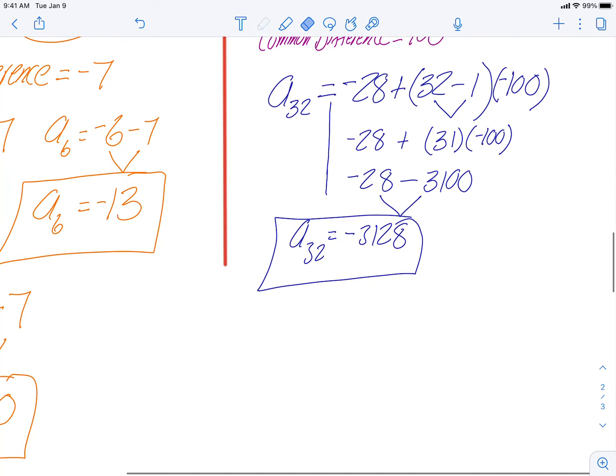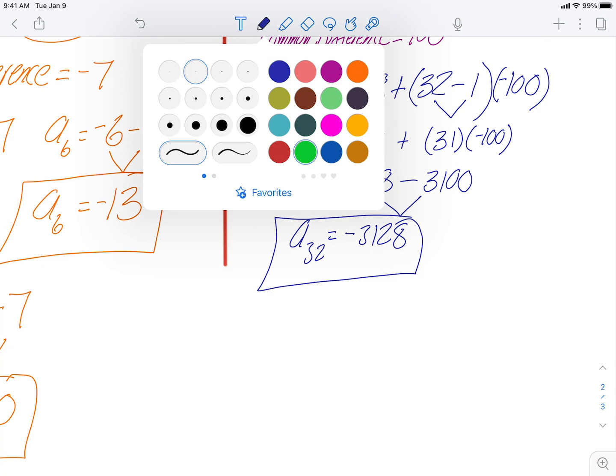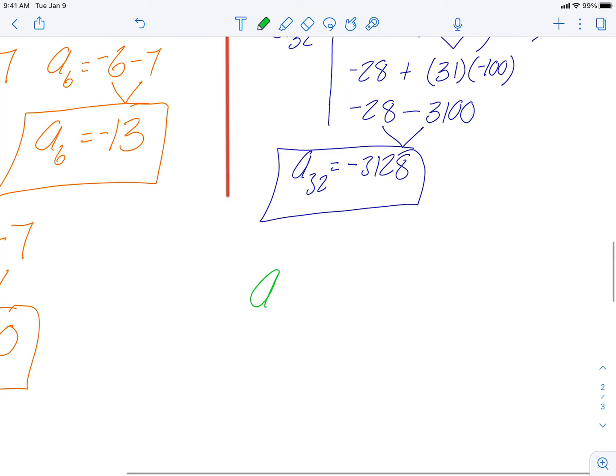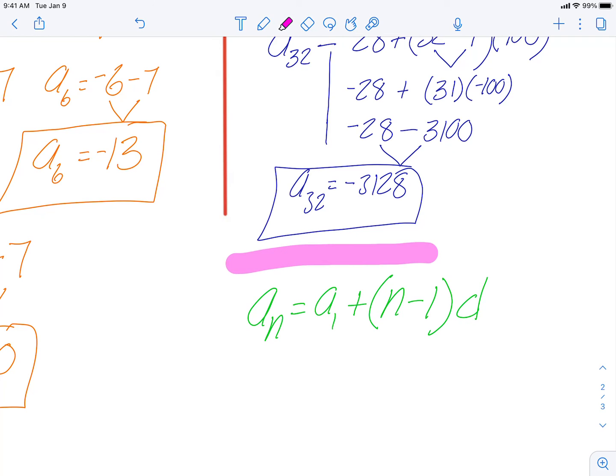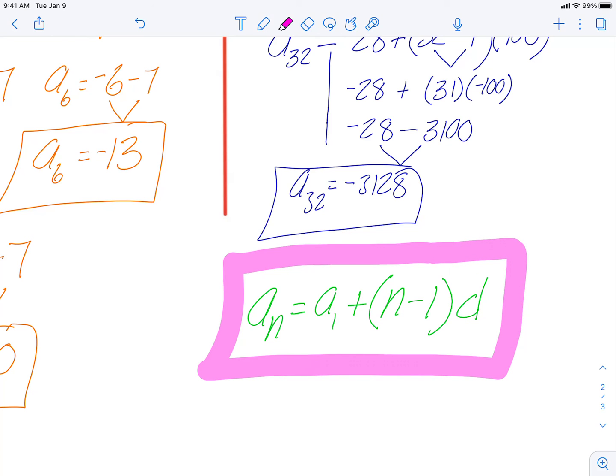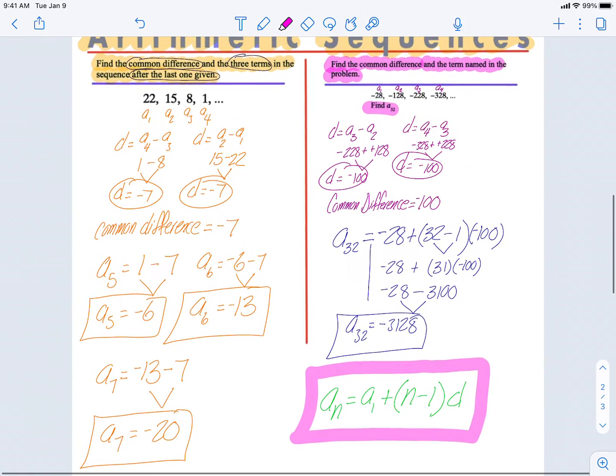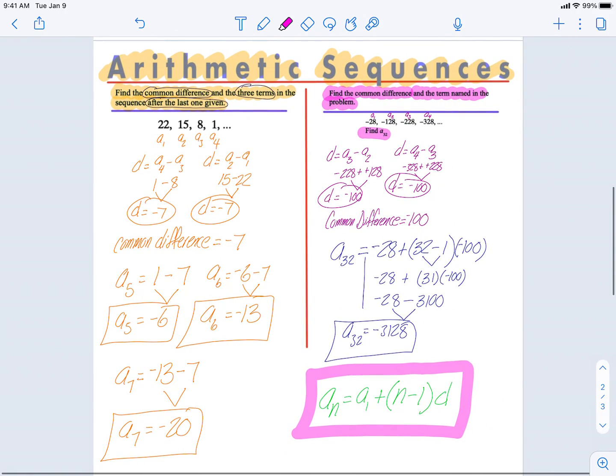Let me write it over here on the bottom so it's not gone. So it was a sub n is equal to a sub 1 plus n minus 1 times the common difference, right? This is our arithmetic sequence formula. Okay, so there you go. Hopefully you copied everything down and you're ready to go for this work of arithmetic sequences.